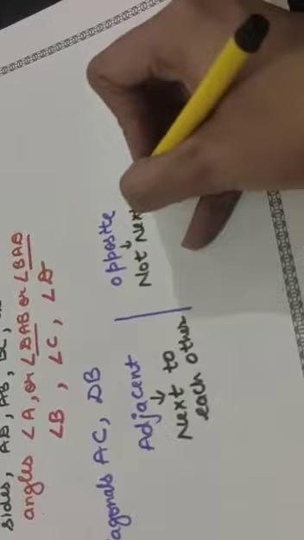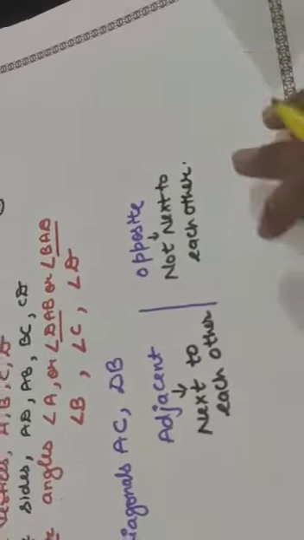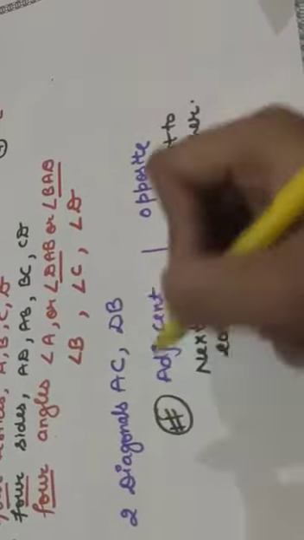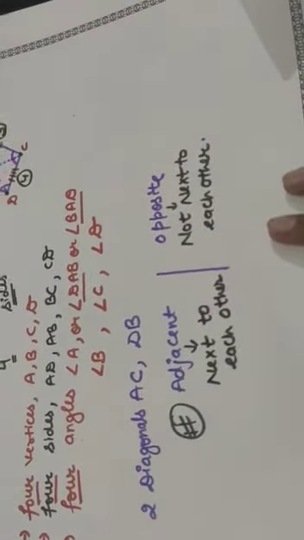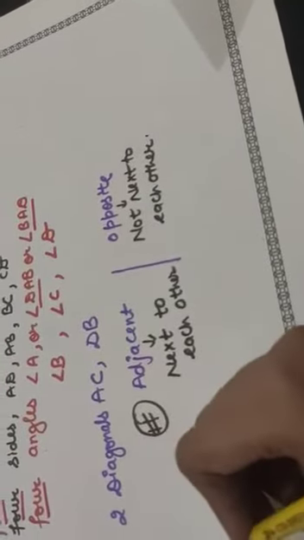Not next to each other. So suppose you have to find out the adjacent sides in a quadrilateral. Let us draw the figure again.